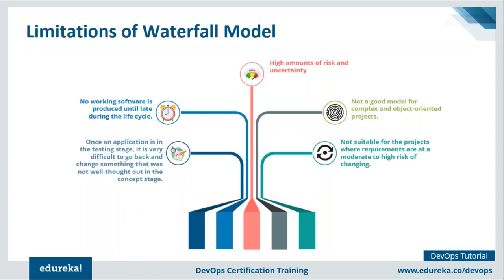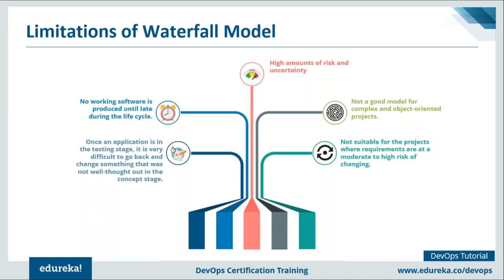There are high amount of risk and uncertainty, which means that once your product is live, it is there in the market. Then if there is any bug or any downtime, then you have to go through the entire source code of the application again. You have to go through that entire process of waterfall model that we just saw in order to produce a working software again, right? So that's how it used to take a lot of time.